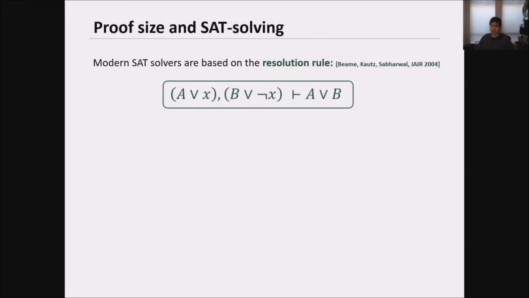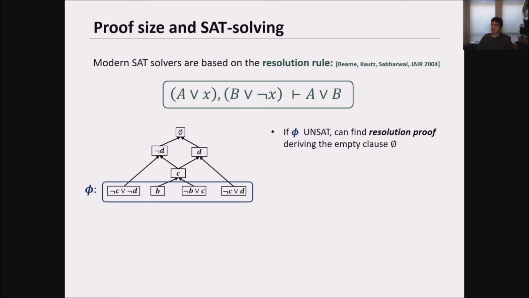It's rather well known by now that modern SAT solving is based on the resolution rule. And the important thing about this rule is that we can use it to prove that a formula is unsat. So, for example, on the left here, I've taken this formula phi, which consists of these bottom four clauses, and I've used the resolution rule in order to derive the empty clause up top.